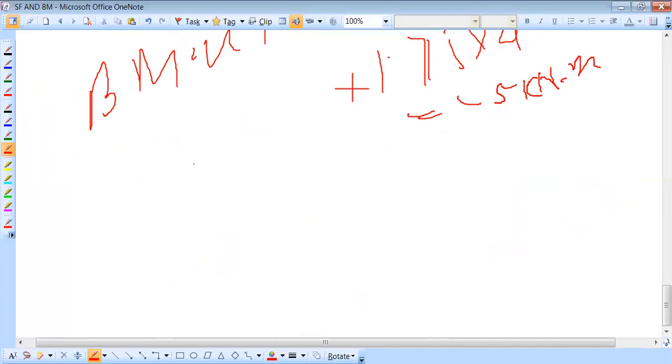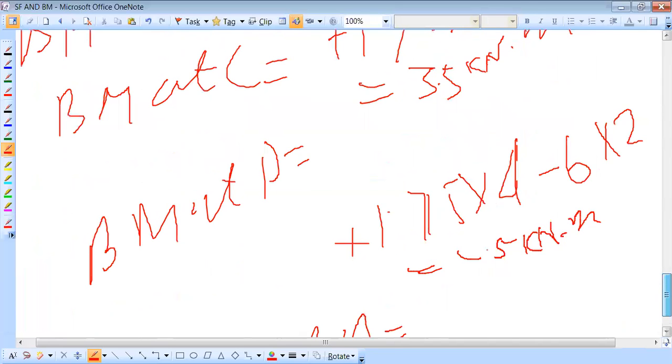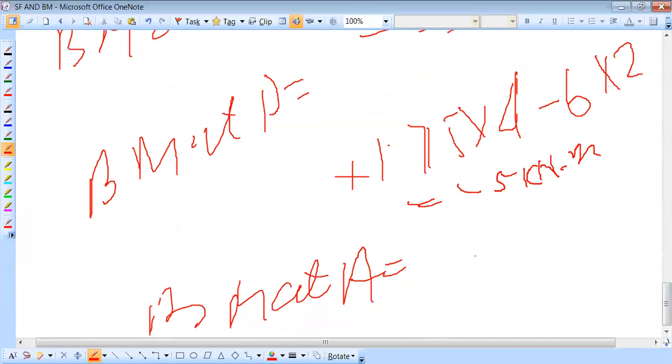Then BM at A is equal to how much? We already know that about any fixed point BM is equal to 0. So you can write BM at A is equal to 0. After that, draw the SFD and BMD. So how can I draw the SFD and BMD?